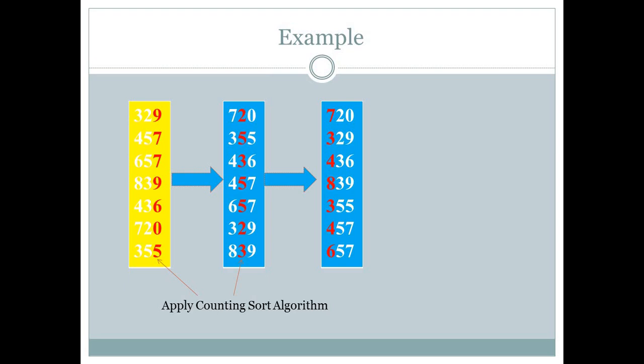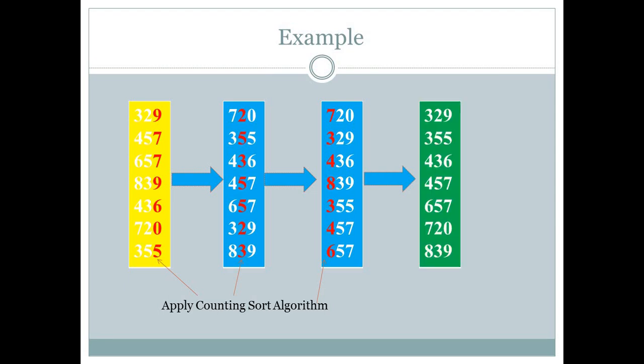Okay, so in the next step we have our last column, means the last digit of the numbers. So we will apply the counting sort algorithm a 3rd time onto those digits. After applying counting sort on these digits, we will have these values.